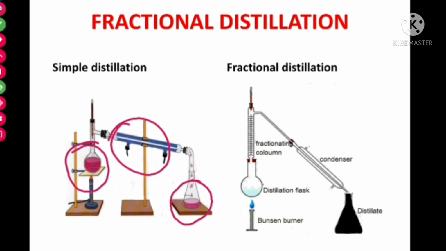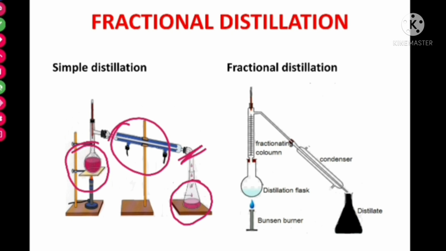These are the three major components present in a simple distillation assembly. One is the distillation flask, the second is the condenser and the third is the receiver. This receiver is connected to the condenser via an adapter. This is an adapter. Now look at the second figure.